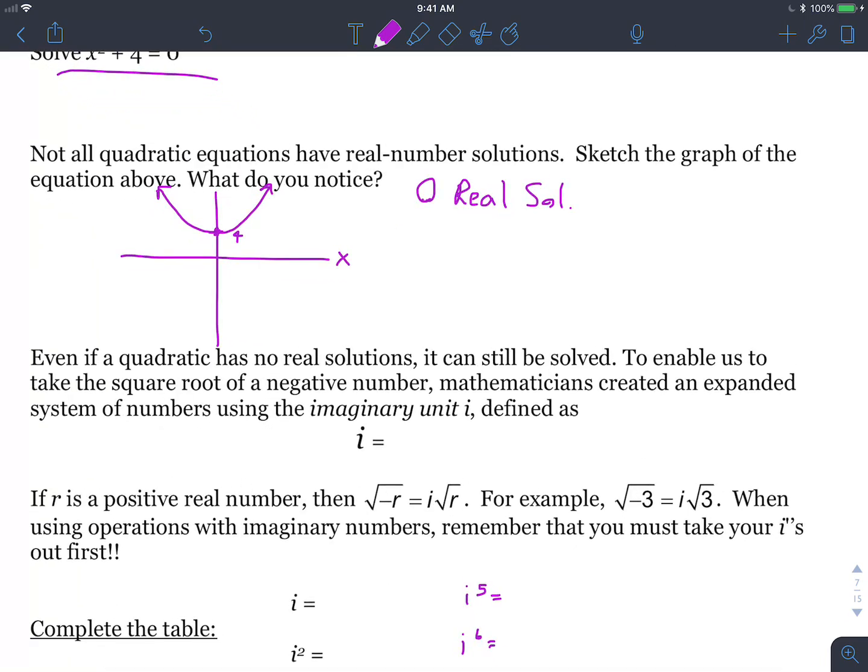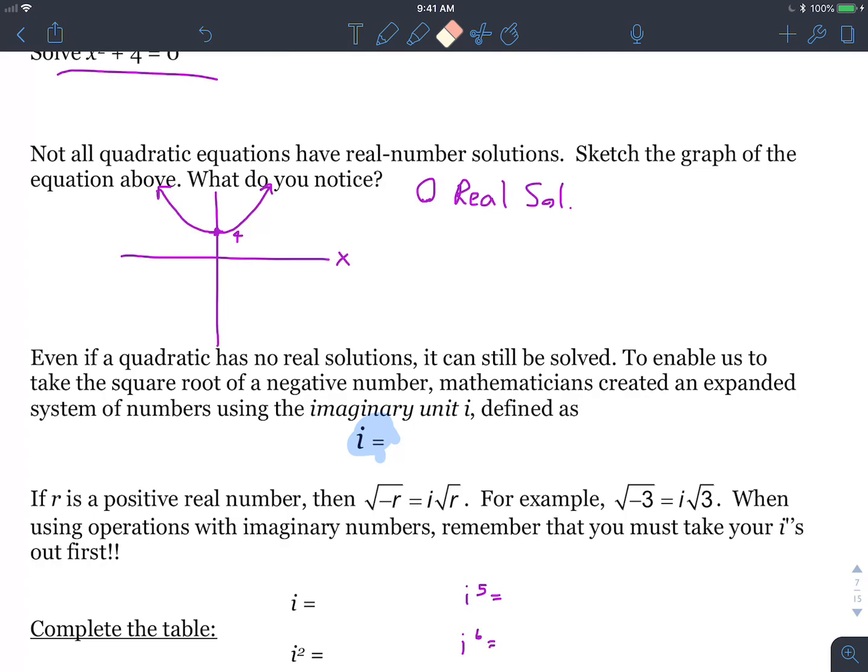To enable us to take the square root of a negative number, mathematicians created and expanded a system of numbers called the imaginary unit, and usually we use an i to write those. These are the imaginary roots of the equations, or the imaginary zeros.